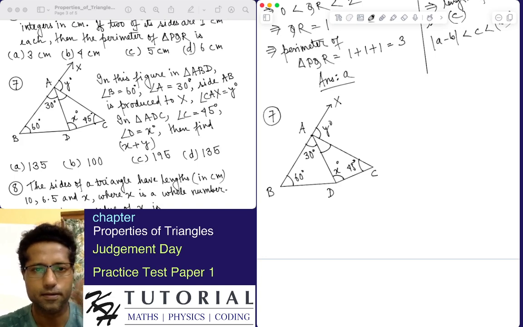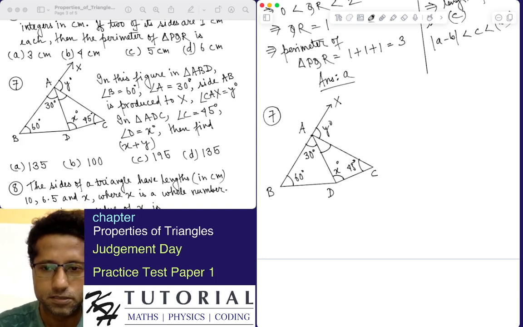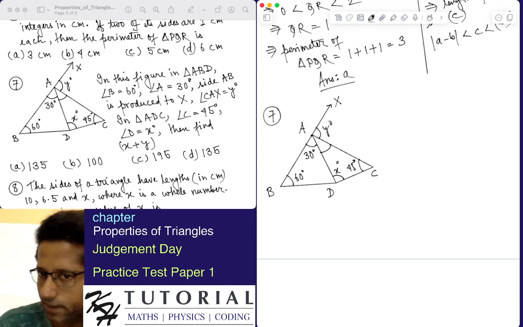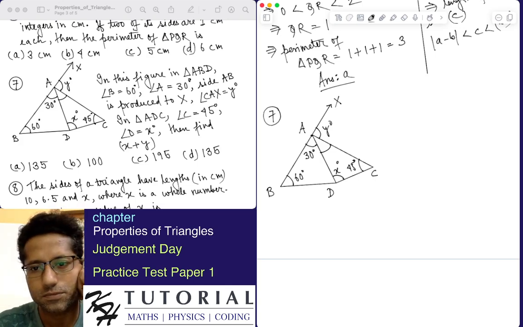In this figure, in triangle ABD, angle B is 60 degree, angle A is 30 degree. Side AB is produced to X, so that angle CAX is Y degree. Now in triangle ADC, it is given that angle C is 45 degree, angle D is X degree. Then find X plus Y. We have to find X plus Y.